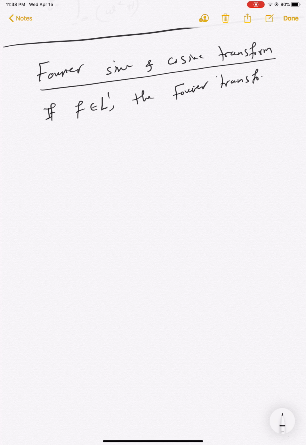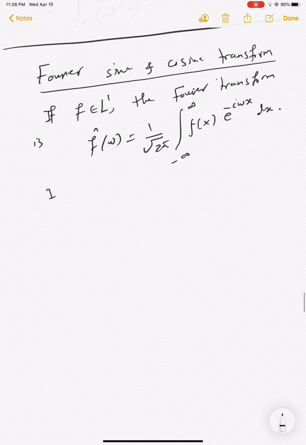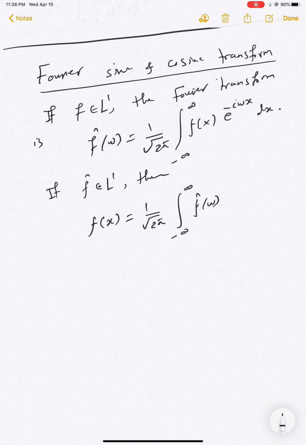is defined by f hat of omega equals 1 over root 2 pi integral from minus infinity to infinity f of x e to the minus i omega x dx. And the inversion formula for the Fourier transform is, if the Fourier transform itself is integrable, then we can go back from the transform to the function by the inversion formula, f of x equals almost the same integral.